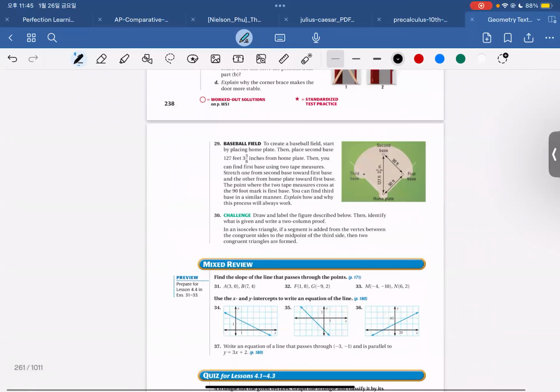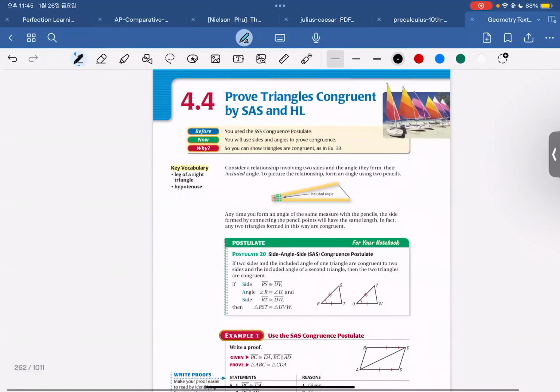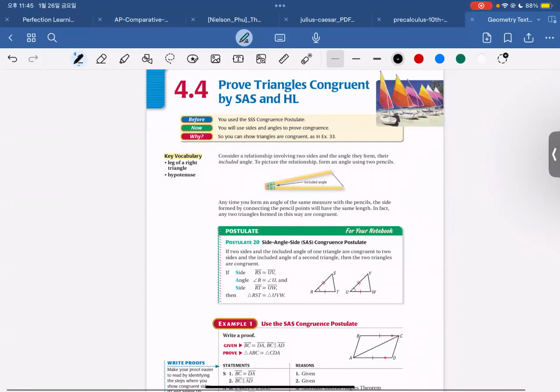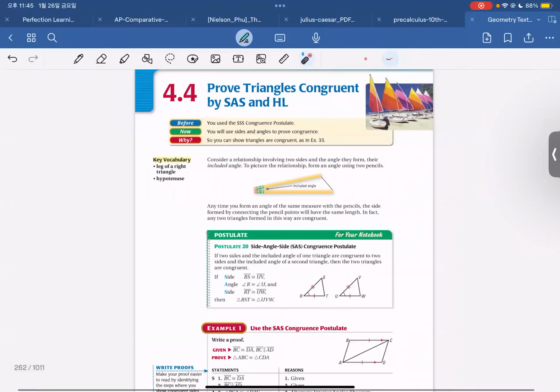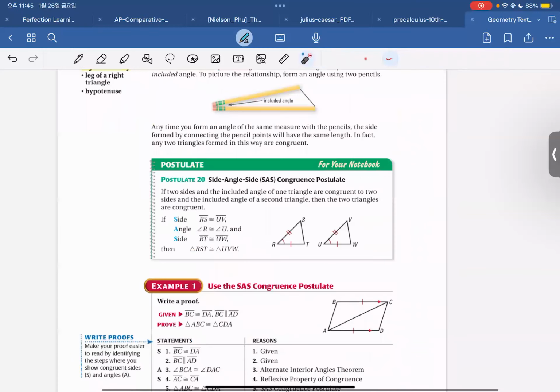I think that's it. Also, when it comes to proofs, it's not just about knowing the postulate. I think the only way you can be proficient is practice. So that's that. But the second part is on proving triangles congruent by the SAS and HL. Note that here SAS is a postulate, and HL is, on the other hand, a theorem.